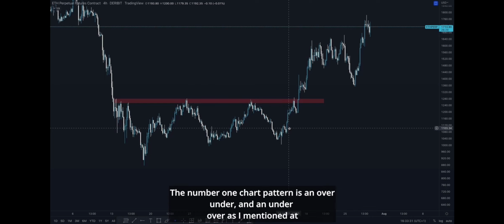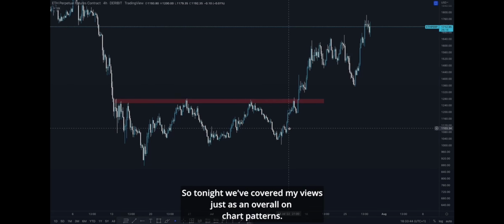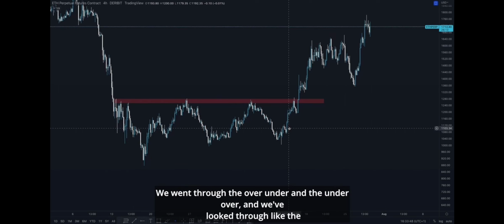The number one chart pattern is an over-under and under-over, as I mentioned at the start. But other ones have their uses. So tonight we've covered my views overall on chart patterns. We went through the over-under and the under-over, and we've looked through the common chart patterns and what they mean and how I look at them.